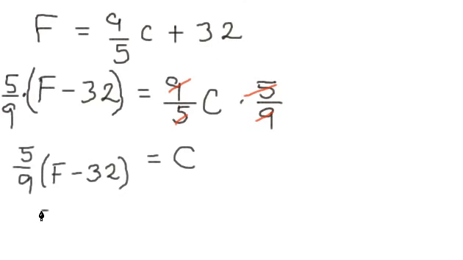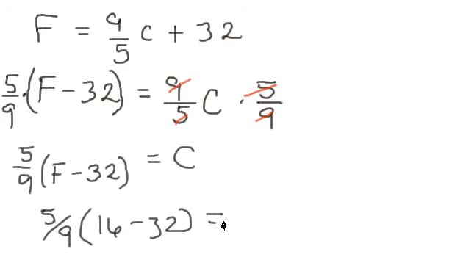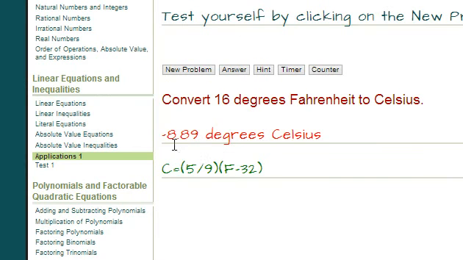So now we just plug our number in. You're going to plug 16 into this. So 5/9 times (16 minus 32) is our C. I'll let you do the arithmetic there. Once you've done the arithmetic, we're going to round to 2 decimal places, and I got negative 8.89 degrees Celsius.